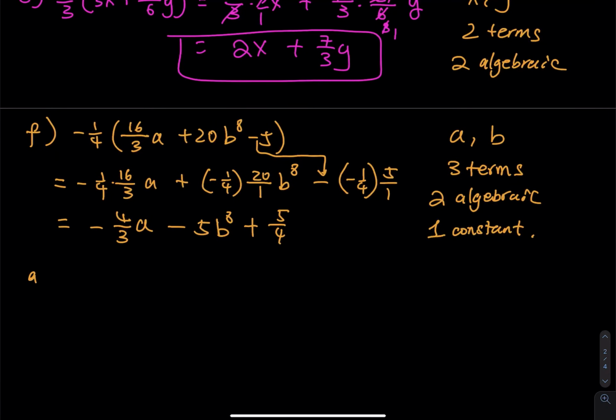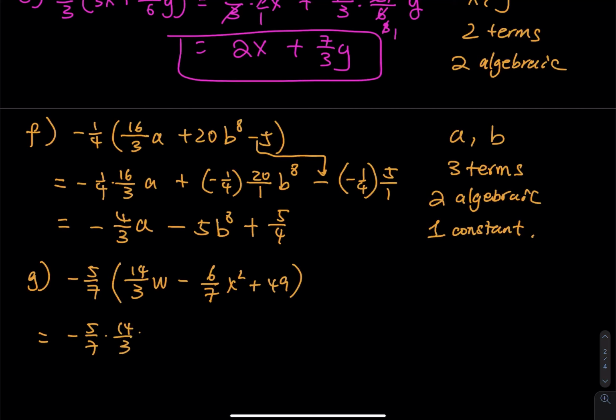So in G, we have negative 5 over 7 times 14 over 3 w minus 6 over 7 x squared plus 49. So we have negative 5 over 7 times 14 over 3 w. This minus carry over negative 5 over 7 times 6 divided by 7 x squared, and then plus 5 over 7, negative of course, and then 49 is 49 divided by 1.